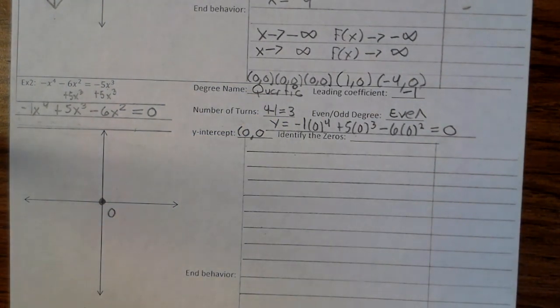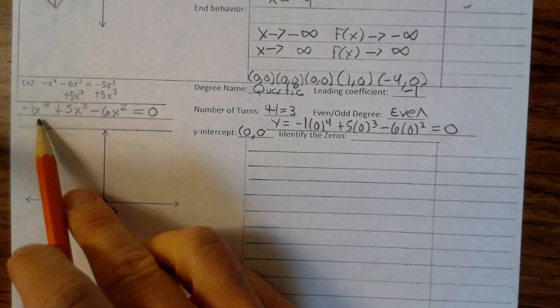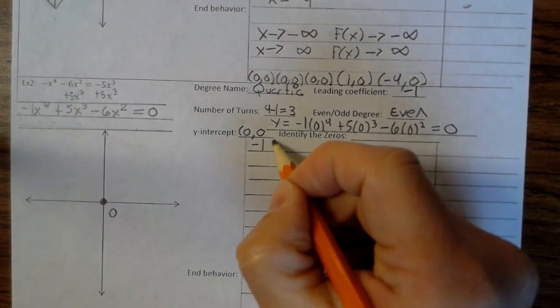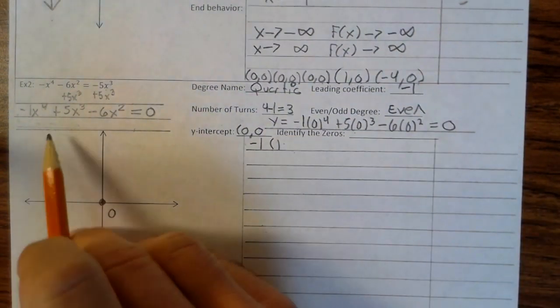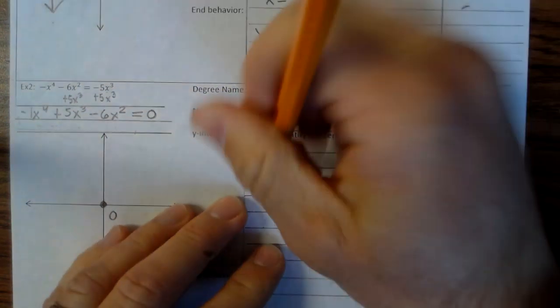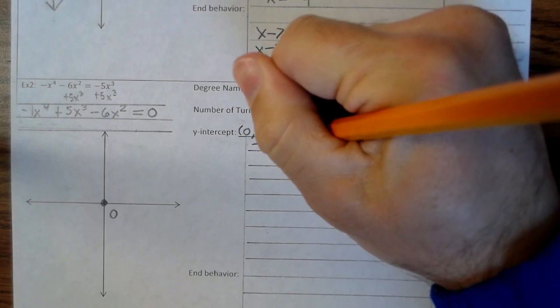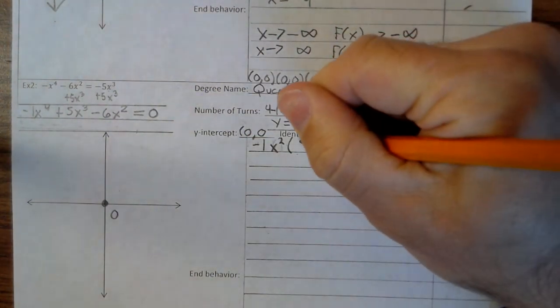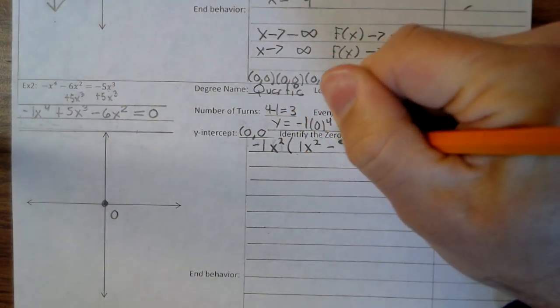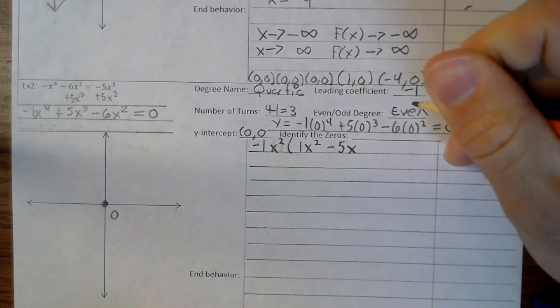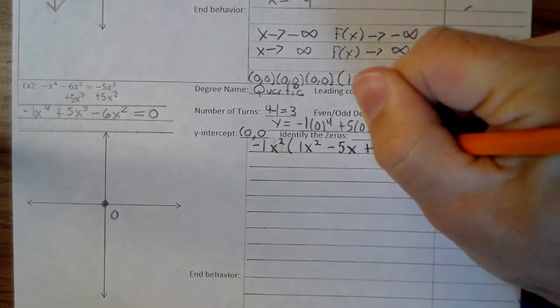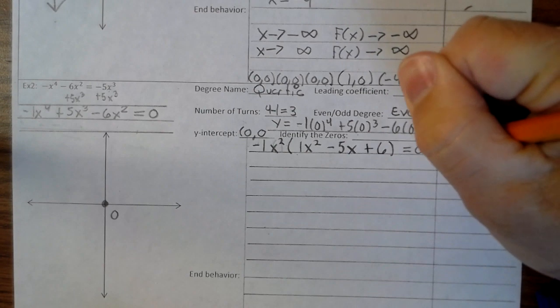Okay. Now we need to factor this. And this is where we're going to factor out the negative 1. So that's negative 1, which leaves 1. And actually, we can factor out more than that. We can factor out an x squared. So negative 1x squared, which leaves 1x squared minus 5x plus 6 equals 0.